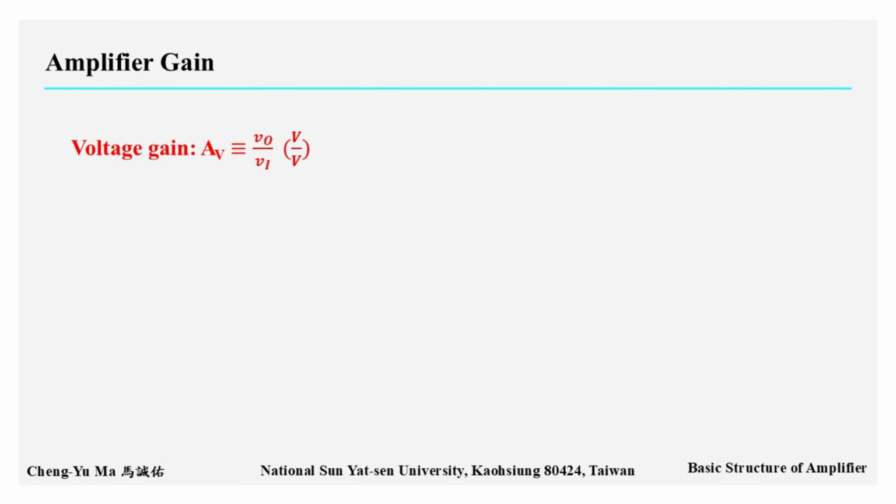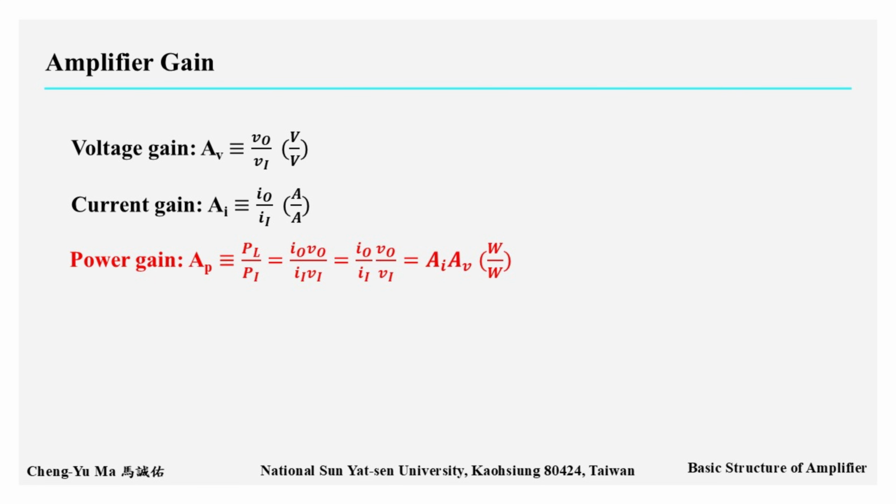First is voltage gain, AV. Voltage gain is the output voltage, VO, divided by the input voltage, VI. Its unit is volts per volt, or V per V. Next is current gain, AI. Current gain is the output current, IO, divided by the input current, II. Its unit is amps per amp, or A per A.